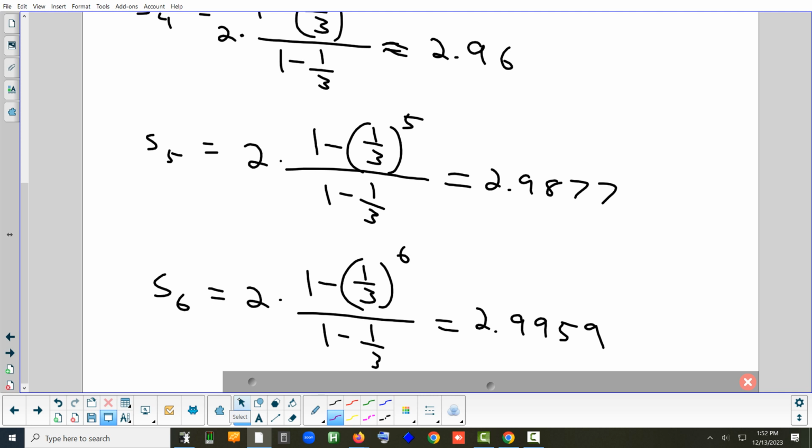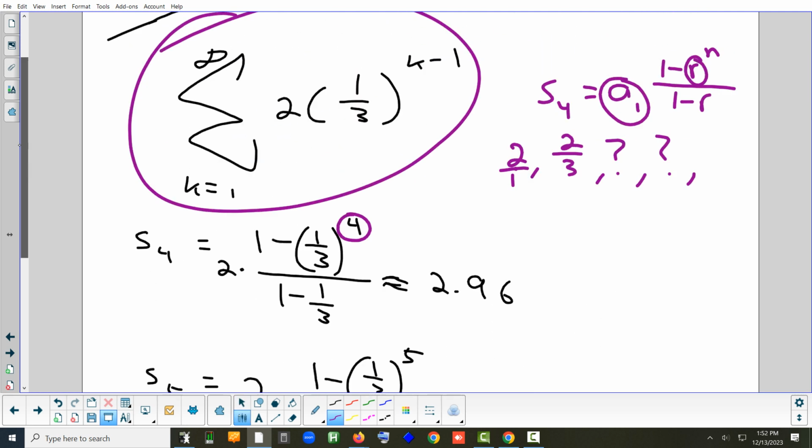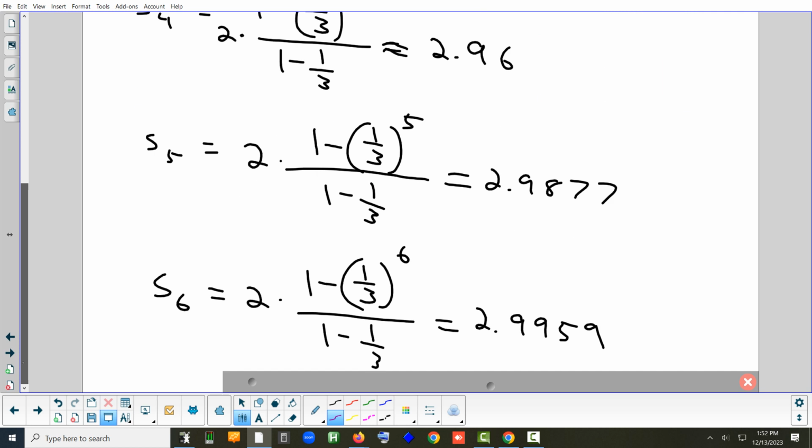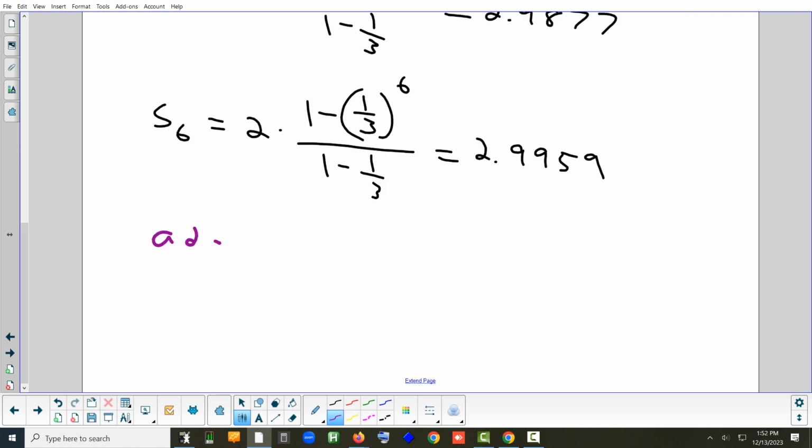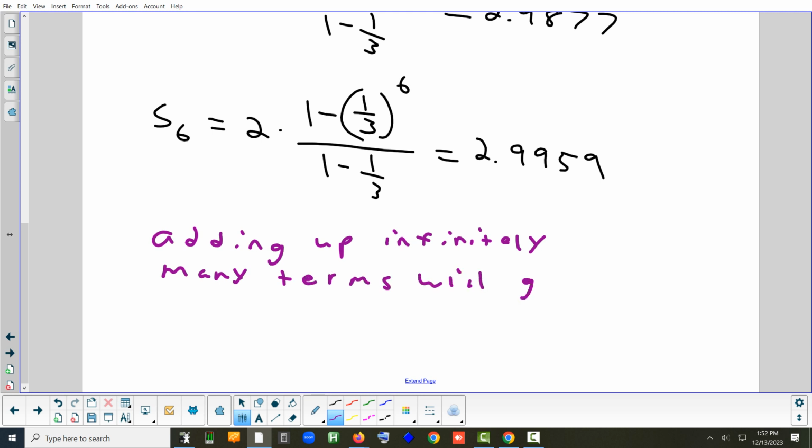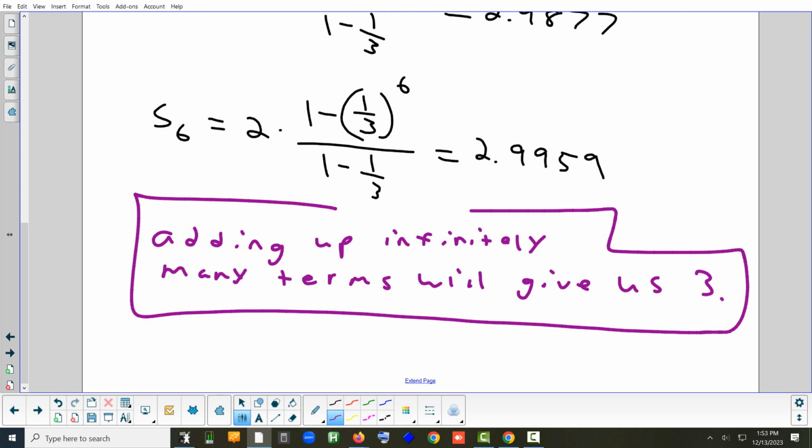The number that it's getting close to, that's the number that you would get if you added up infinitely many terms. So in this case, it's getting close to 3. So if we want to evaluate that, we'll write it up. Adding up infinitely many terms will give us 3. And that's our answer.